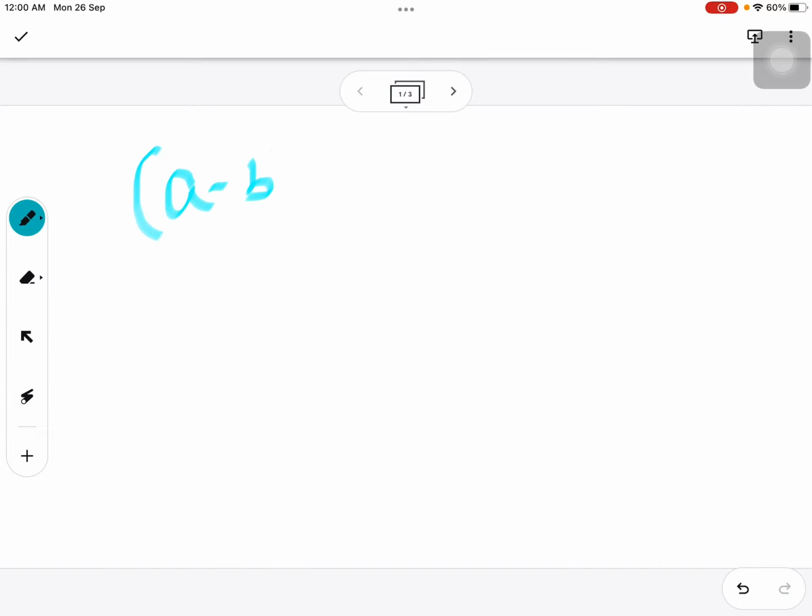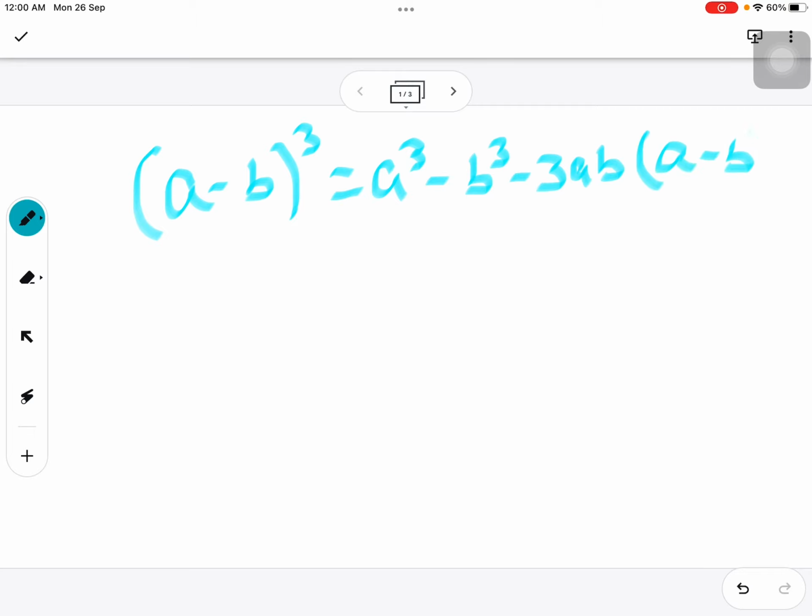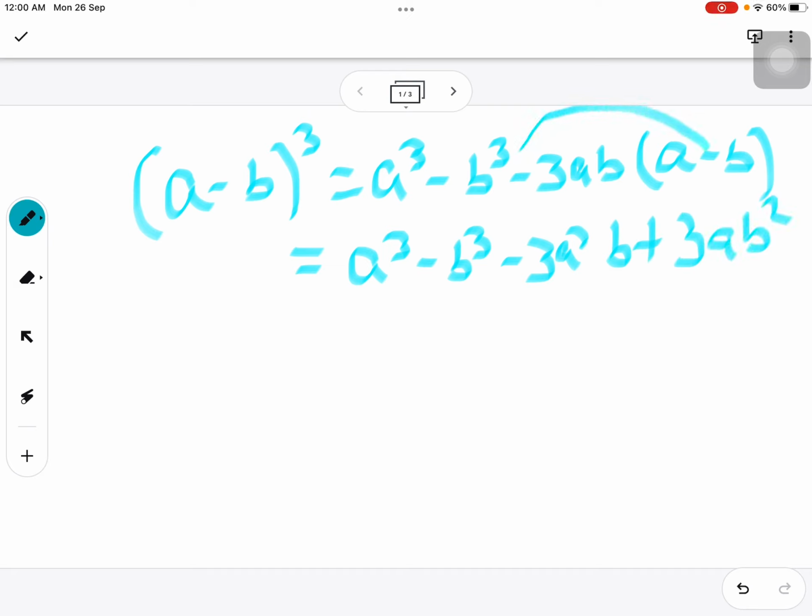a minus b whole cube, that is a cube minus b cube minus 3ab into a minus b. Again we expand it, and the equivalent form will be a cube minus b cube minus 3a square b plus 3ab square, because this minus and this minus, when they get multiplied, becomes plus. Minus into minus is plus. You have got to be very careful. This is where most of the students commit mistakes. They write it as a cube minus b cube minus 3a square b minus 3ab square, and all your marks are gone. That's where you've got to be careful.